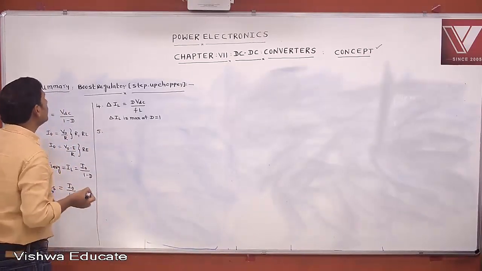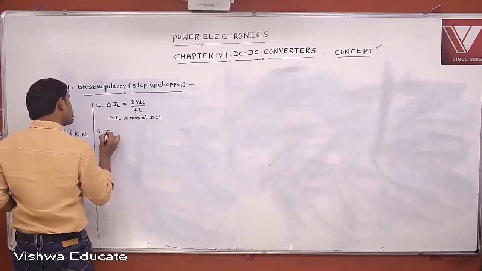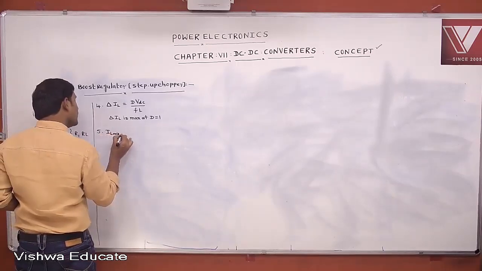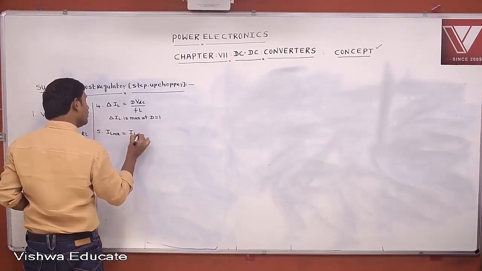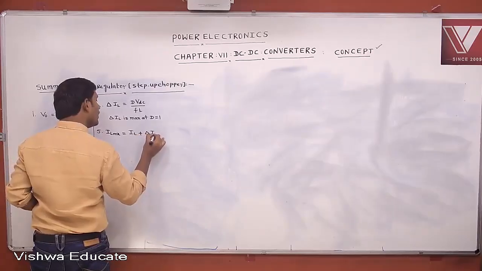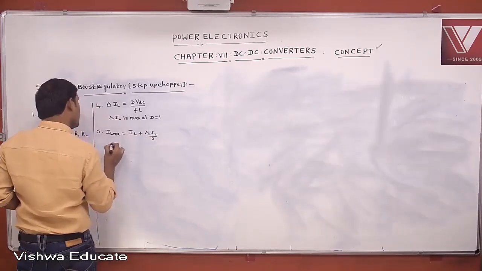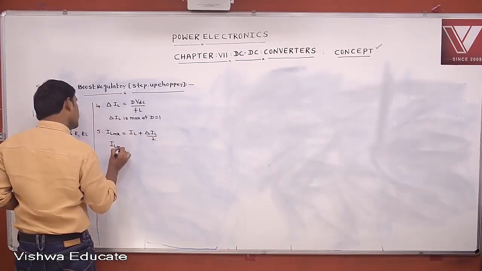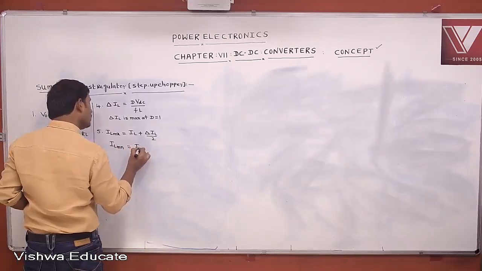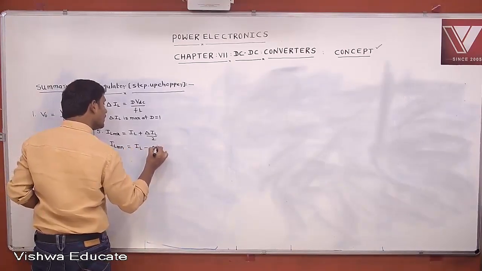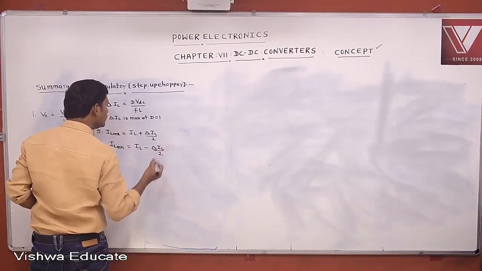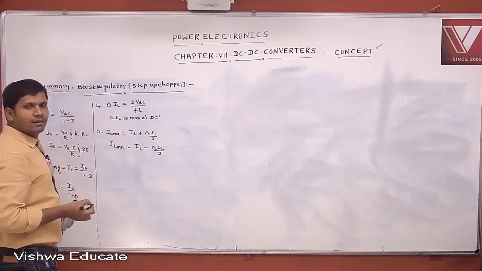The fifth formula I derived. What is IL max? IL max equal to IL plus delta IL by 2. What is IL min? IL minimum equal to IL minus delta IL by 2, where IL is I naught by 1 minus D.